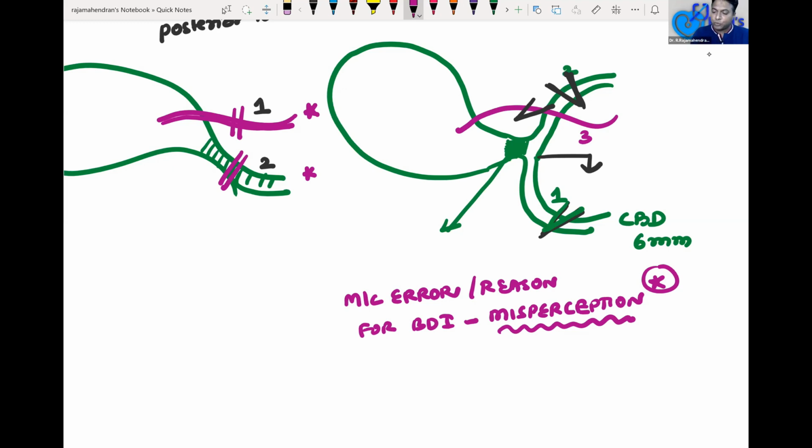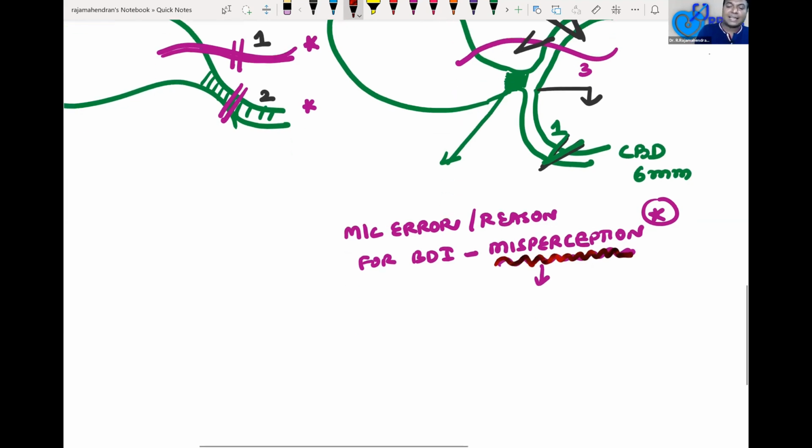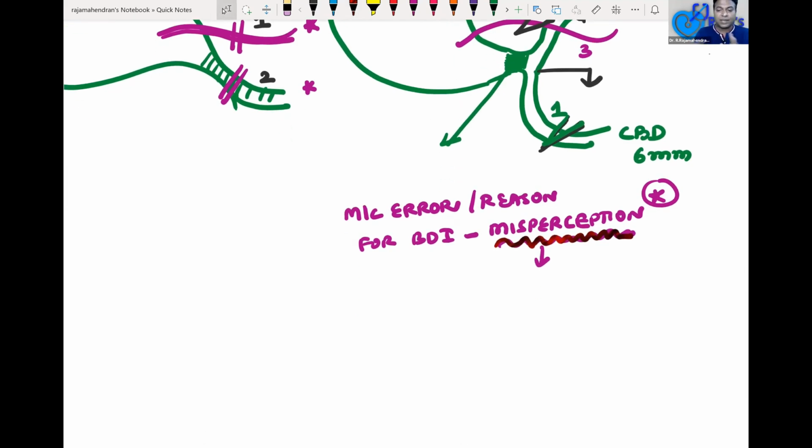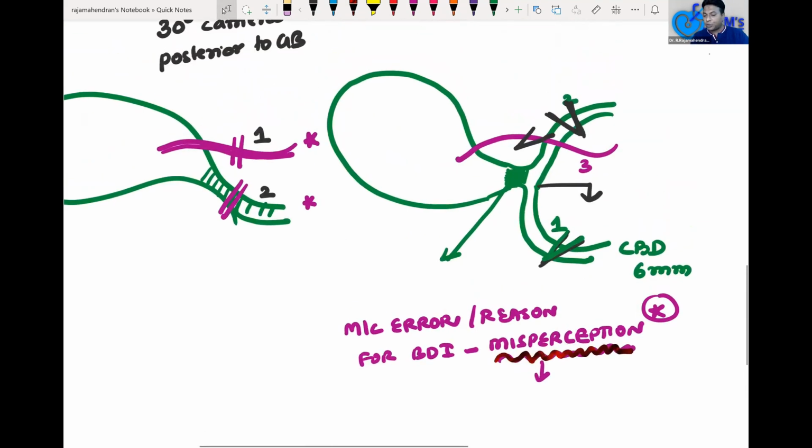Please don't forget this. This is the reason for most of the bile duct injuries. Why it is getting injured is because there is a misperception of CBD as cystic duct. So this is very important anatomy. You should not forget. I'll show you why we should be very careful with this, because there are many surgeons getting into trouble because of clipping the CBD or laterally injuring the CBD. There are many reasons for getting into trouble post-operatively.